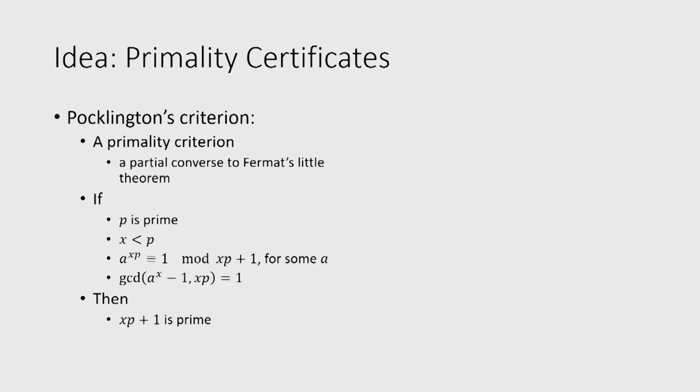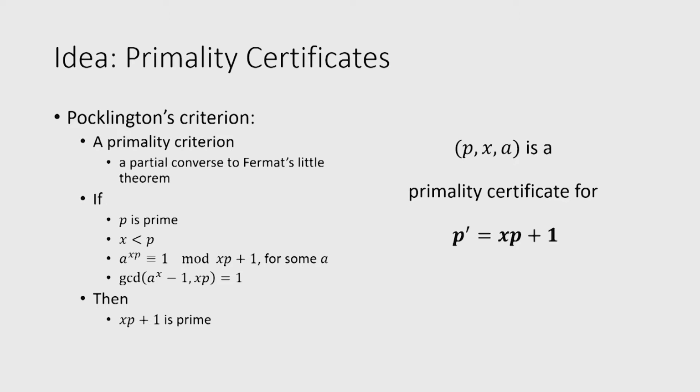So for here, I think what we should do is take the 1,000-foot view. And the 1,000-foot view here is that Pocklington's criterion allows you to write certificates of the form p, x, and a, which are certificates for the primality of p prime equal to xp plus 1. And x can be as large as p, but not larger. And then there are some conditions that you have to check to verify that the certificate is good, but these conditions are essentially one exponentiation. That's the heavy work here.